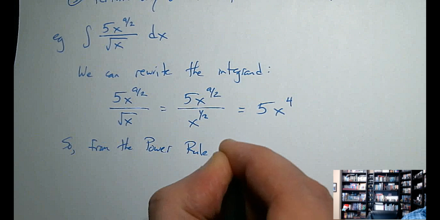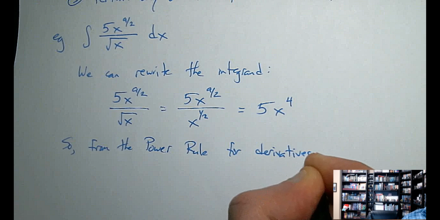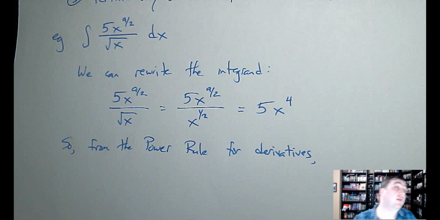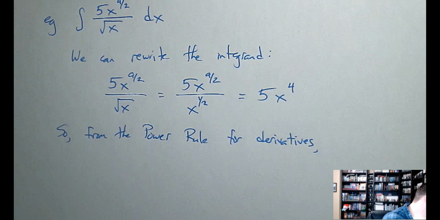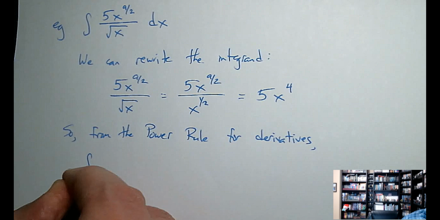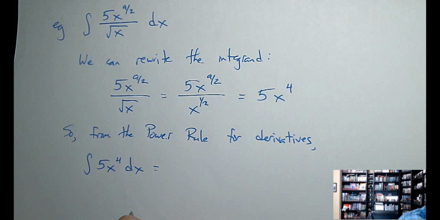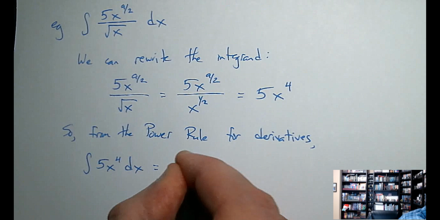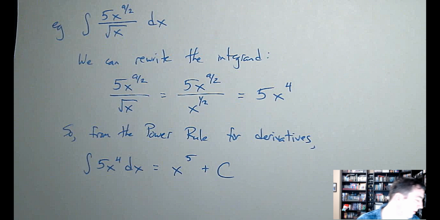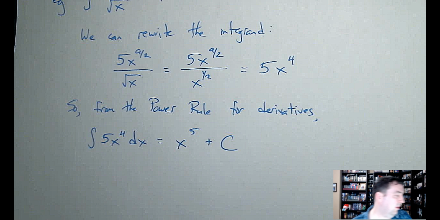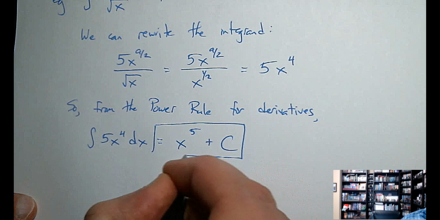From the power rule for derivatives, we would know that the derivative of x to the power of 5 is 5 times x to the 4th. So then the integral of 5 times x to the 4th, that's going to be x to the 5th. And again, don't forget the plus c. And so that's the answer we're looking for.